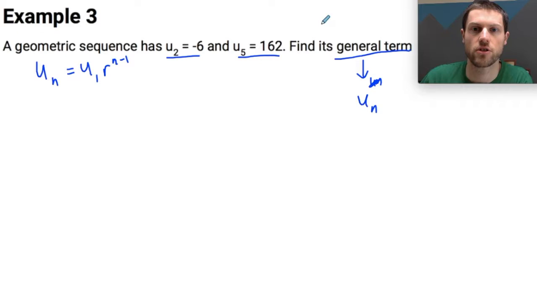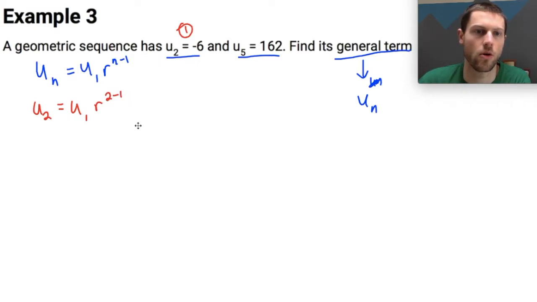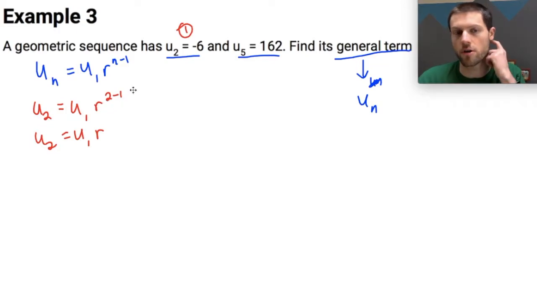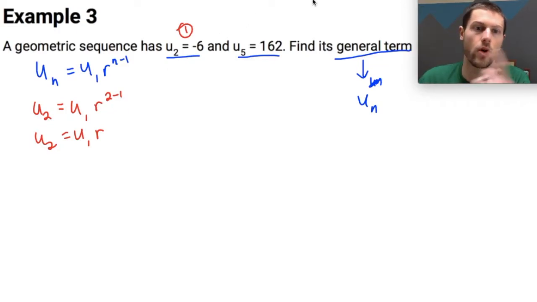So let's take our first fact, our first term, and we'll say that U sub 2 is equal to U sub 1 times r to the 2 minus 1 power, or U sub 2 is going to equal U sub 1 times r, since this is just r to the first power. All right, that's one equation. I still don't have any more information, but I've simplified as far as I can with that one.